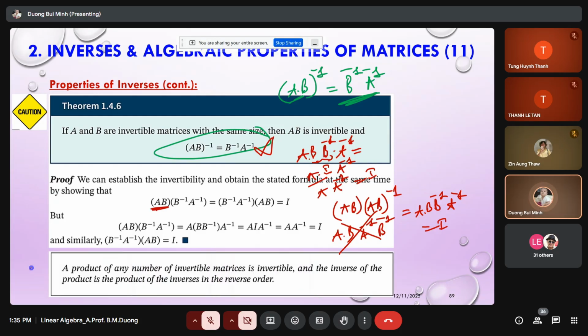So here is the description. A product of any number of invertible matrices is invertible, and the inverse of the product is the product of the inverses in reverse order. That means the inverse of A times B is the inverse of B times the inverse of A. This property is very important, and we can apply it in other lectures. I hope you enjoy it. Any questions so far?